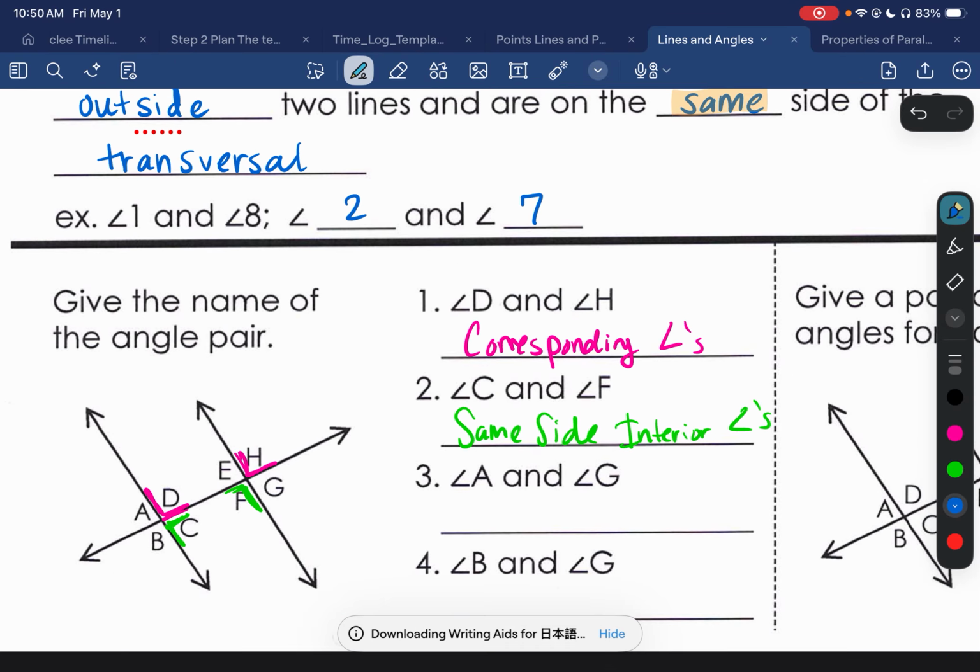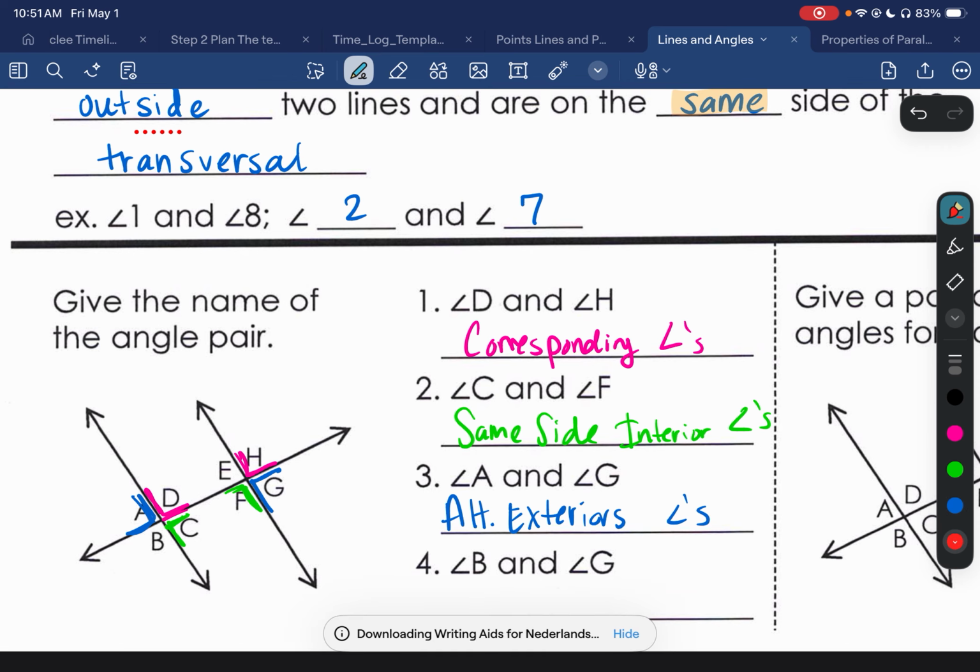All right, A and G. Here's my A, here's my G. So let's think about those. First of all, those are on opposite sides. So that means they're going to be alternate. And then are those inside of my parallel lines or outside? Since they're outside, we're going to call those alternate exterior angles.